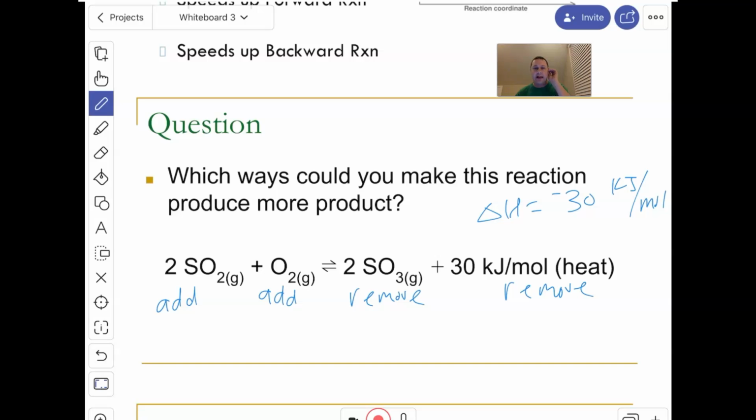Okay, and the last one that I could think of here is that this is a gas phase reaction. I've got 3 moles of gas on the left, but only 2 moles of gas on the right. The other thing that we could do here is increase the pressure, and that would be another method to make this work.